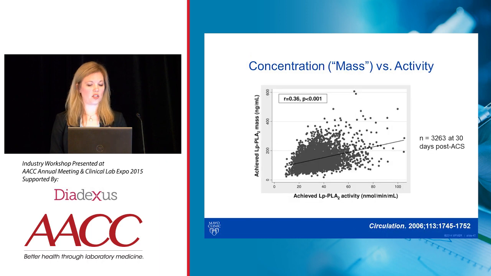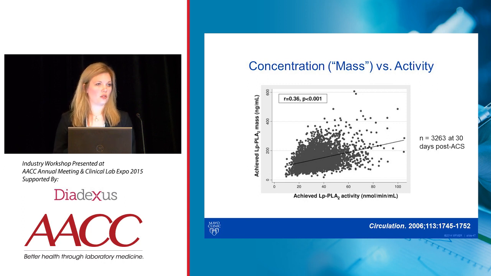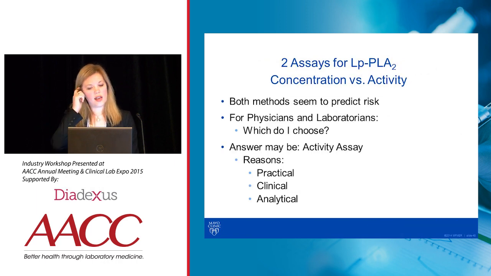But when we look at the actual spread of data, this is a separate data set looking at post-ACS patients. You can see that there's really quite a bit of heterogeneity. Again, the general trend is that patients with increasing concentration have increasing activity, but there's a lot of variability there and certainly a lot of discordant patients. So that leaves us with a conundrum.